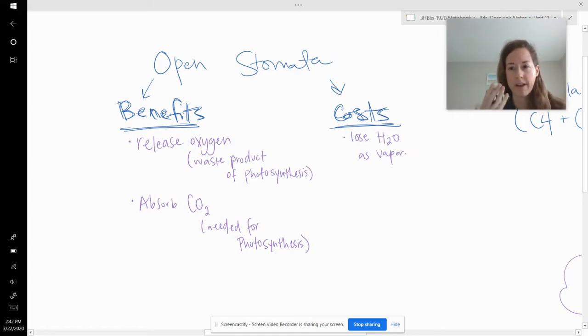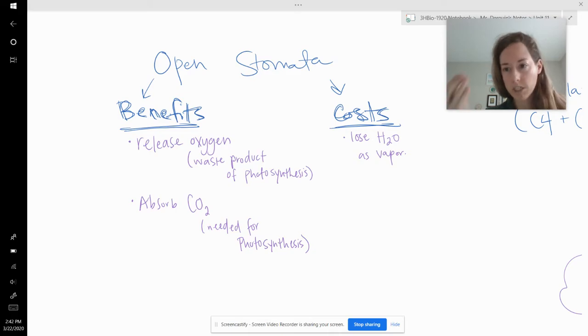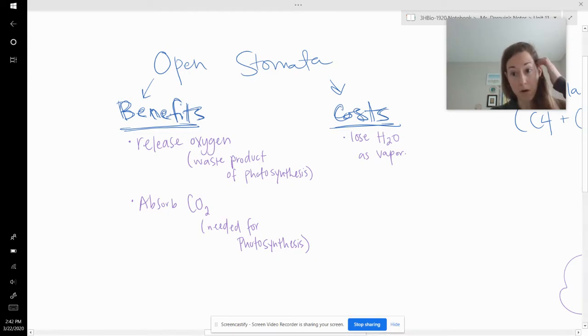So that's kind of like the cost benefit situation that plants are always working with. If they are doing photosynthesis, then their stomata probably are open. And that means the sun is also shining, and so they're also losing water. So it's just kind of like a balance that plants have to find.